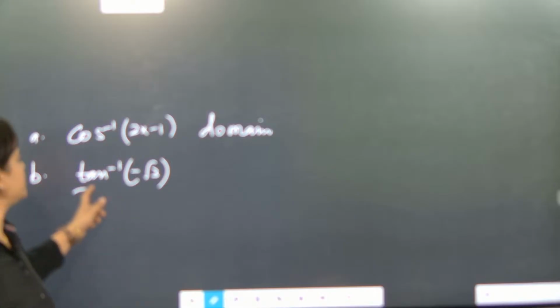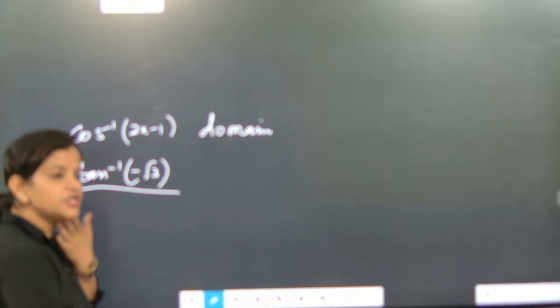You have to find the principal value. You know that the tan value lies between minus pi by 2 to pi by 2. See, there are two parts. I'll teach you that part. Please follow that section.